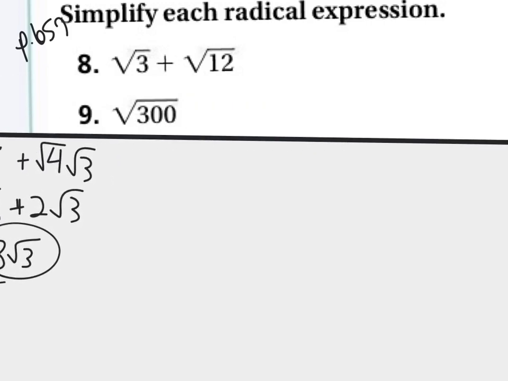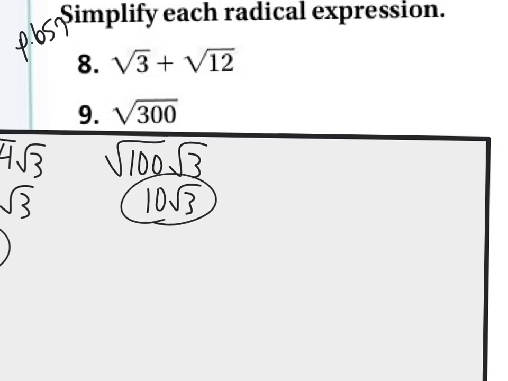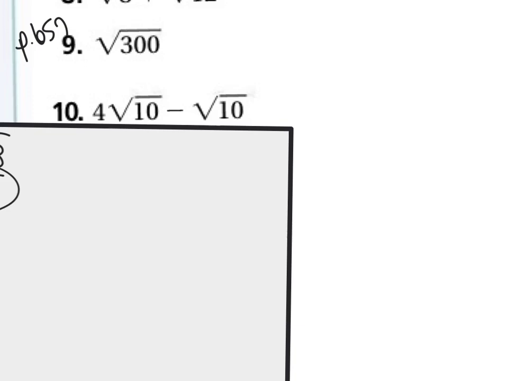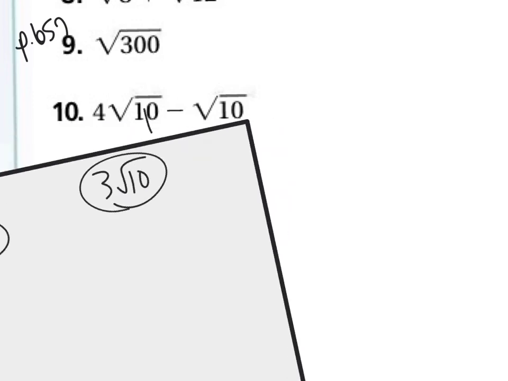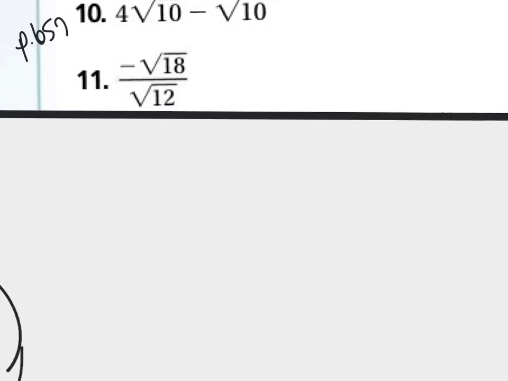Number 9, square root of 300, we can break that up. Perfect square, and that would be square root of 100. So that would be 10 square roots of 3. Number 10, you can put a 1 in front of the second one here, and that would be 3 square root of 10. Number 11, we can pull out some perfect squares.